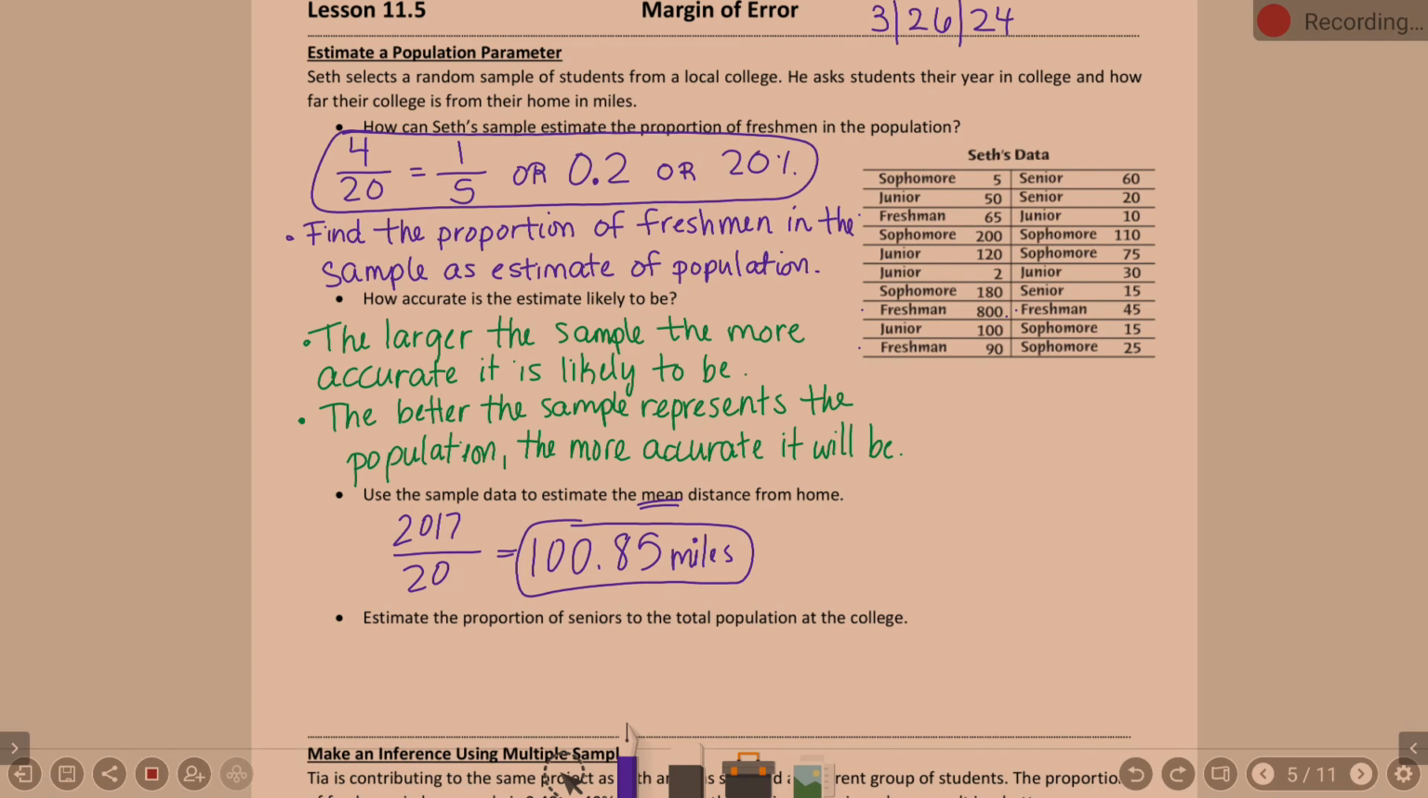One more piece in this section. Estimate the proportion of seniors to the total population at the college. So what are we doing here? Same thing we did for number one. In this case, we're talking seniors, and we have just 3. 3 seniors out of 20. What do you know about 3 out of 20? 15%. As a decimal, it is 0.15. And as a percent, it is 15%.